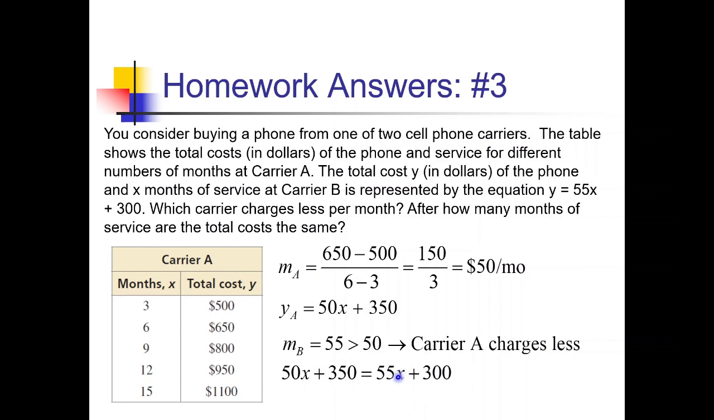And then I can do a little subtraction dance to get x by itself. Let me start by moving 300 over to the left. That'll give me 350 minus 300, or 50. And if I subtract 50x to the right side, that's 5x over there. So then x equals 10, meaning after 10 months, these carriers have the same cost.